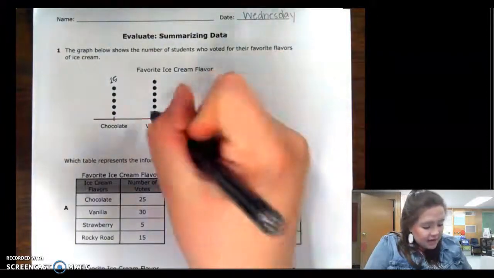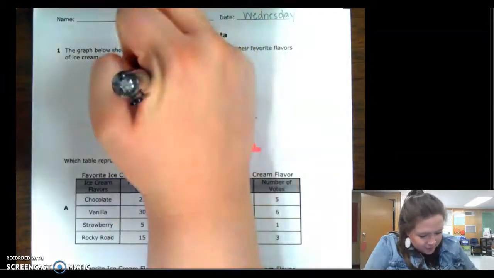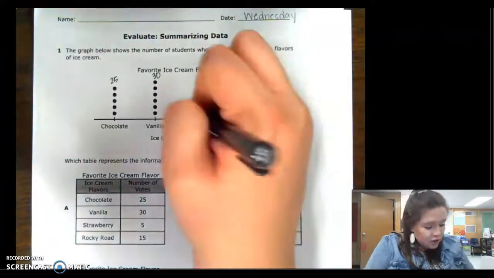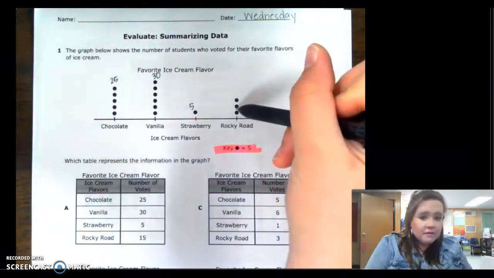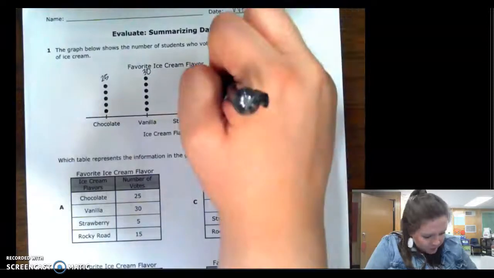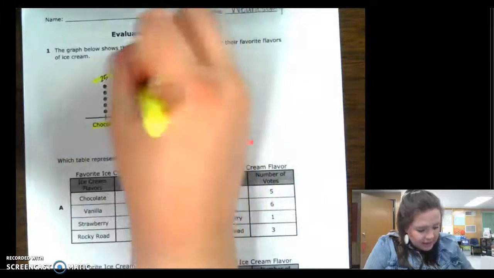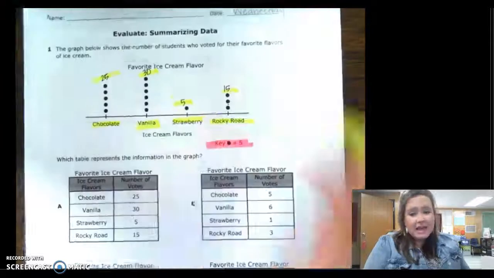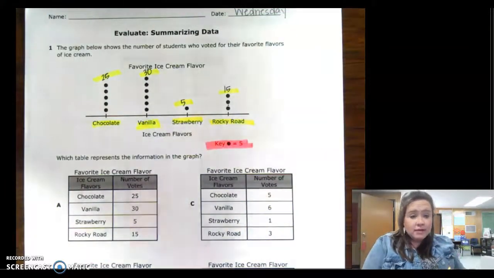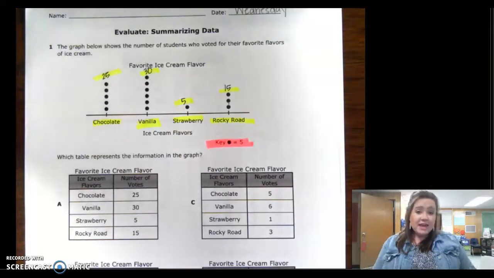Okay, vanilla has 5, 10, 15, 20, 25, 30. Strawberry only has 5, and Rocky Road has 5, 10, 15. All right, so it's really important that we are recognizing those are key. Now, if it doesn't have a key, then that means that each one only represents 1 vote, but this one does have a key. So there is a lot of information that we can gather off of our graph. All right, there's a lot.